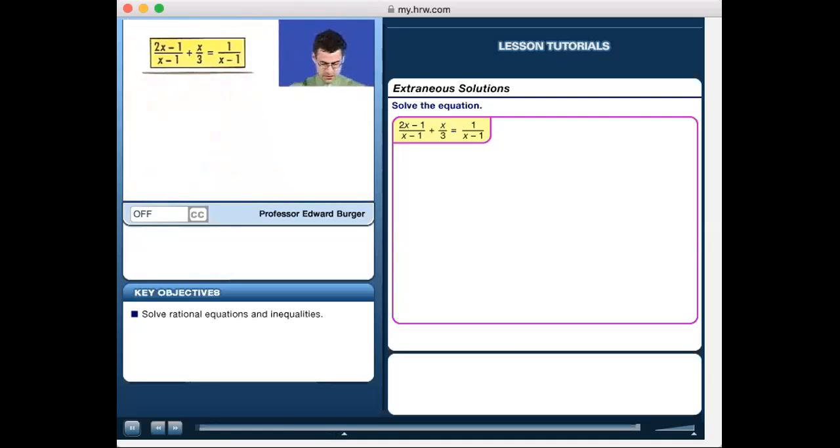Well, when we actually write that out, what we see here is, so I've got the left-hand side, and then I have the right-hand side.